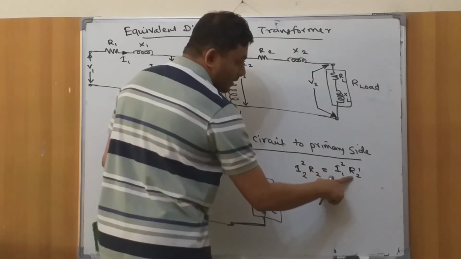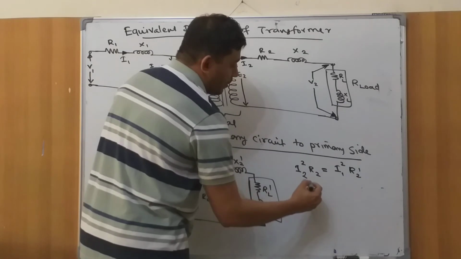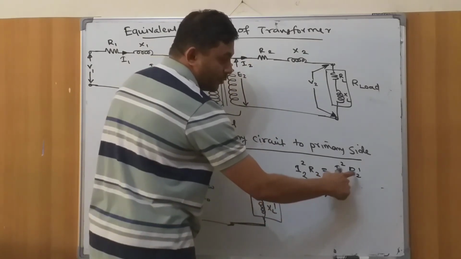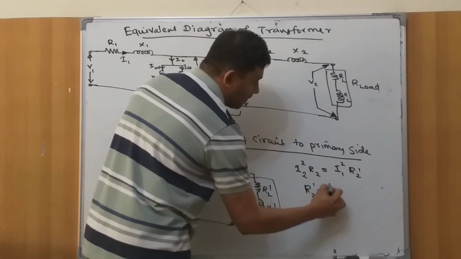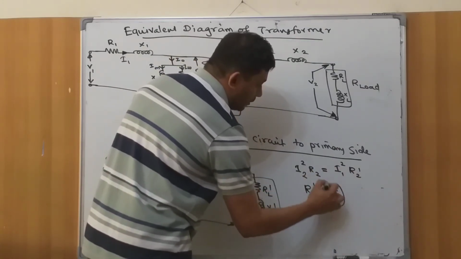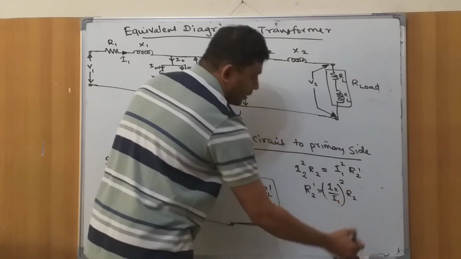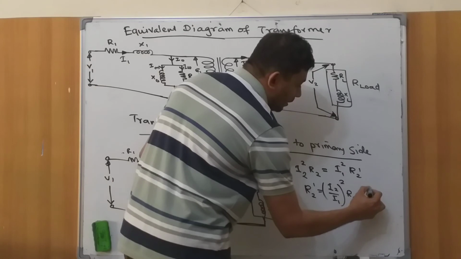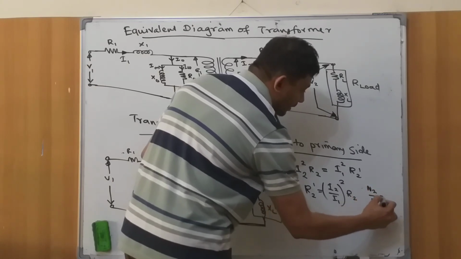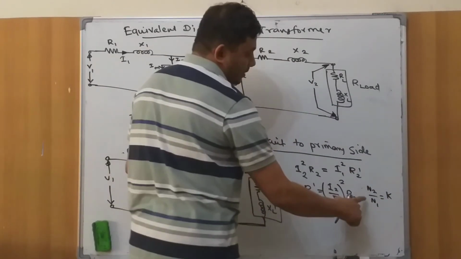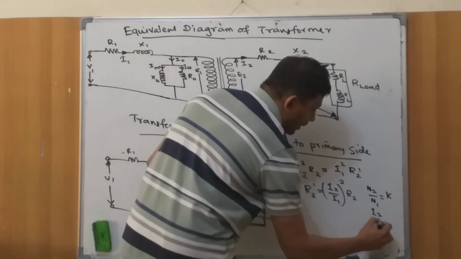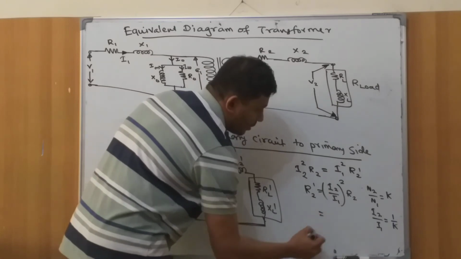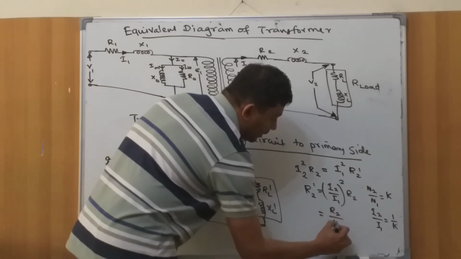We are interested in R2 dash because we know R2, which can be measured. So R2 dash is I2 by I1 whole square times R2. What is I2 by I1? Already we have seen N2 by N1 is K. So I2 by I1 is 1 by K. We can say R2 dash is equal to R2 divided by K square.